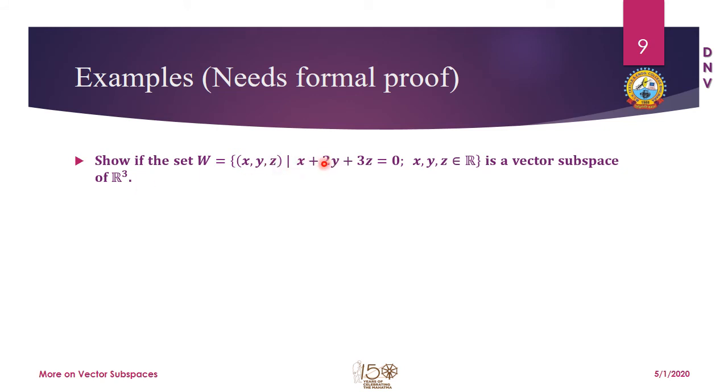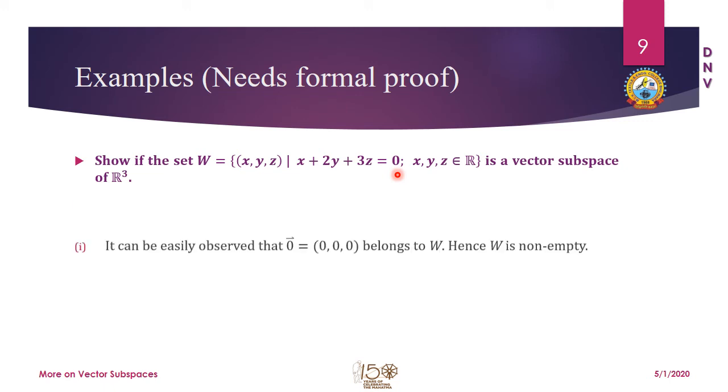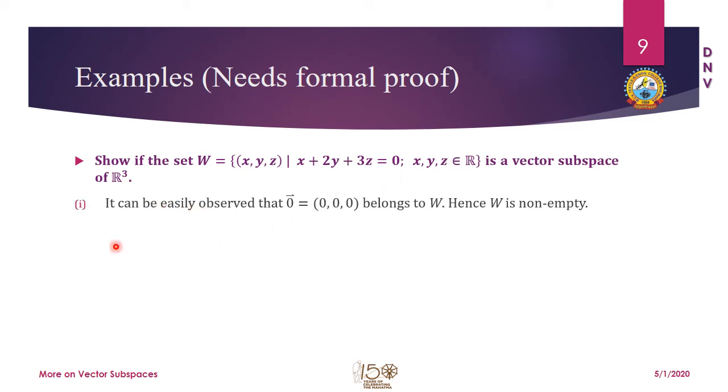Geometrically, we see that this is the equation of a plane passing through the origin, because the constant term is 0, so it will always pass through the origin. So let us see if this is a vector subspace. It can be easily observed that (0, 0, 0) belongs to W. As I have already said, it is a plane passing through the origin, so the origin (0, 0, 0) will always be part of this W. Hence W is a non-empty subset of the given set.